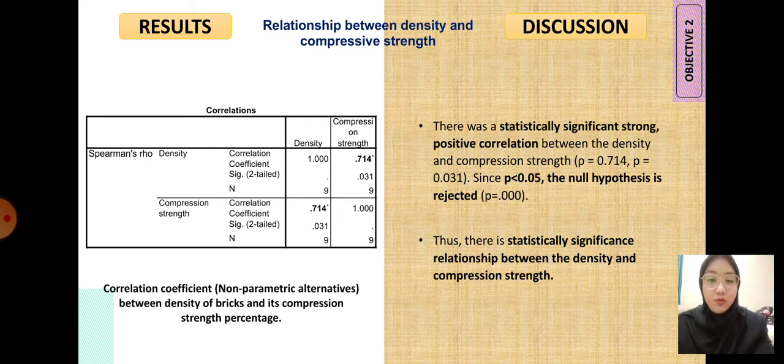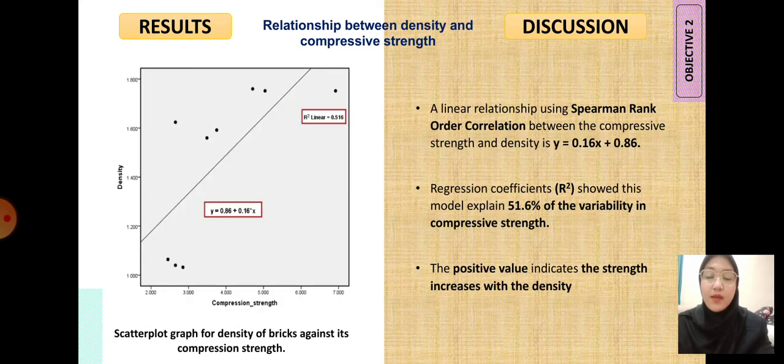Since P is less than 0.05, the null hypothesis is rejected. Thus, there is a statistically significant relationship between the density and compression strength. The figure showed the scatter plot graph for density against compression strength.